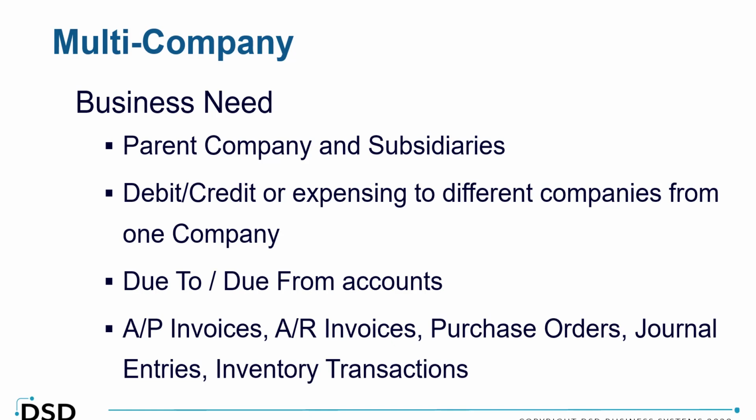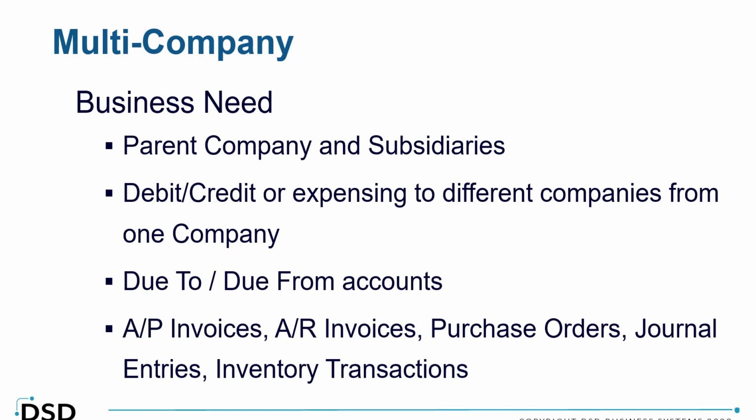The second type, which is less common, is where you have a bunch of companies that will all have the capability of expensing each other or doing debit and credits to each other. In that scenario, you enable multi-company for all those companies that are allowed to do multi-company. And then once you do that for each company code, you set up the subsidiaries that they're allowed to debit and credit to. The main concept is due to, due from.